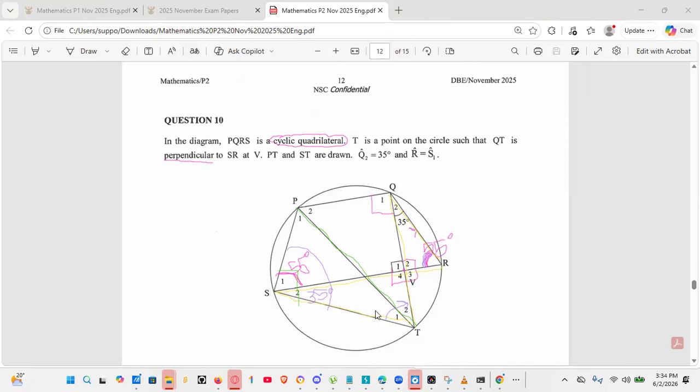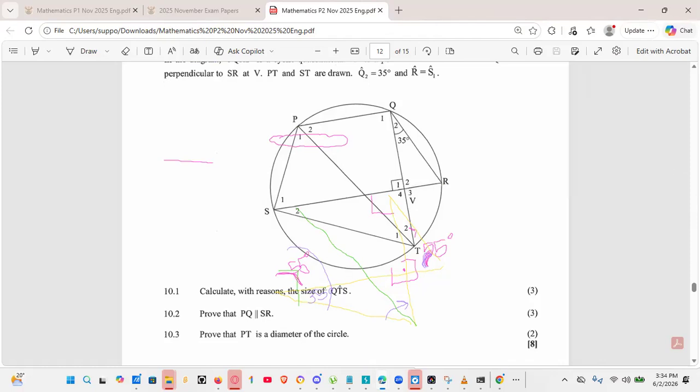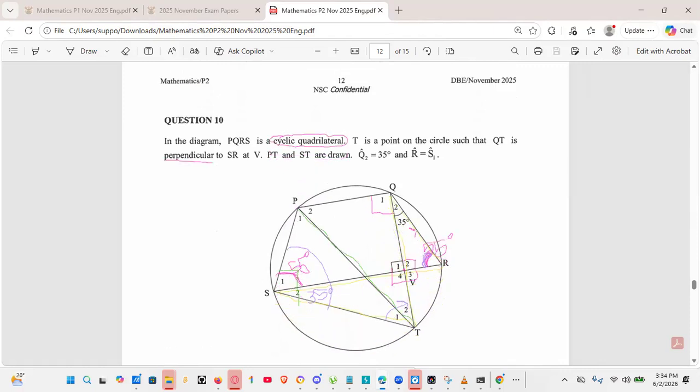Let's see what the questions are asking us, but this is definitely a much harder example. The first question says, find QTS. Let's go up. QTS, QT, is that whole angle. So find QTS. So already mark that whole angle in purple.